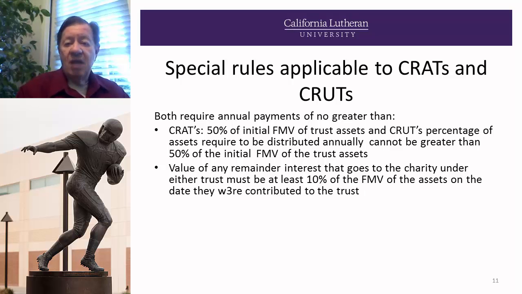We have special rules applicable to CRATs and CRUTs, and let's go over the main ones. Both require annual payments to be no greater than 50% of the initial fair market value of the trust assets, and for CRUTs the percentage of assets required to be distributed annually cannot be greater than 50% of the initial fair market value of the trust assets. So you have a limit on the annual payments out. Value of any remainder interest that goes to the charity under either trust must be at least 10% of the fair market value of the assets on the date they were contributed to the trust.